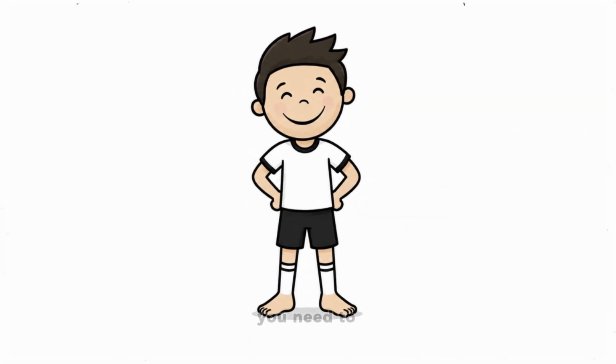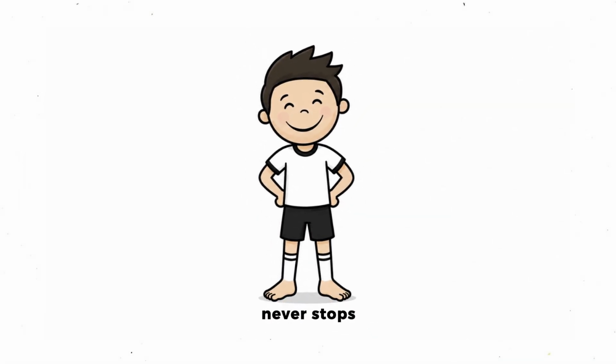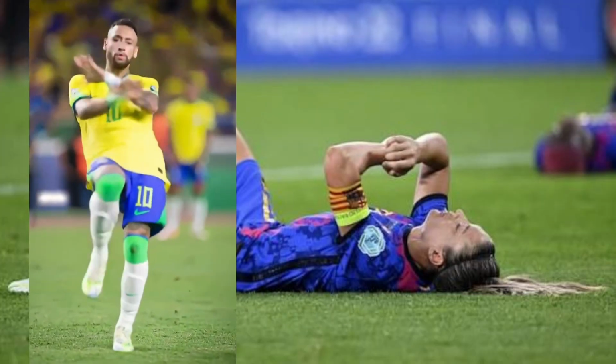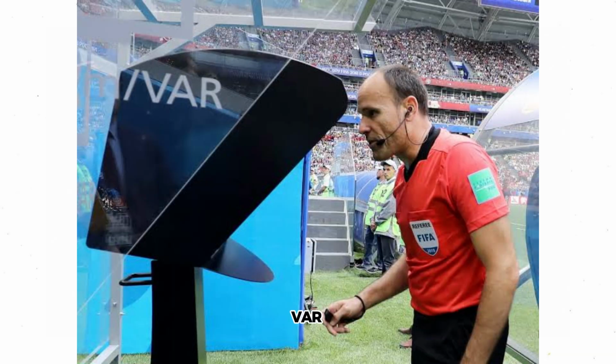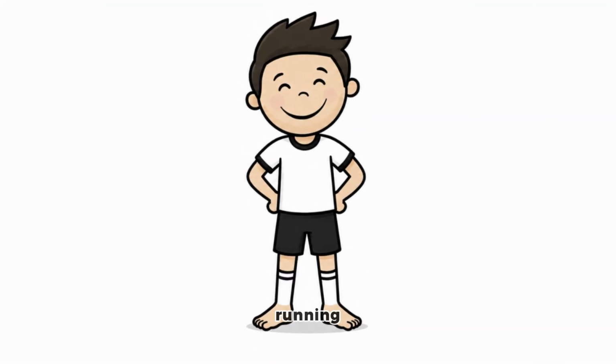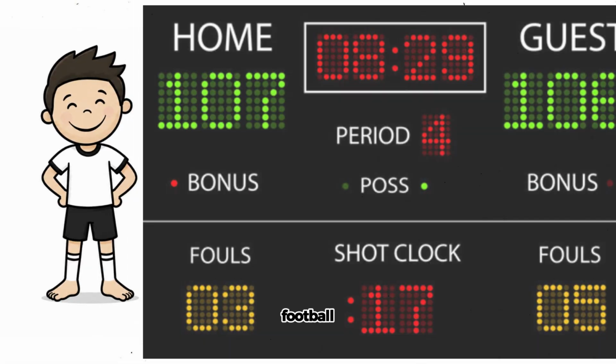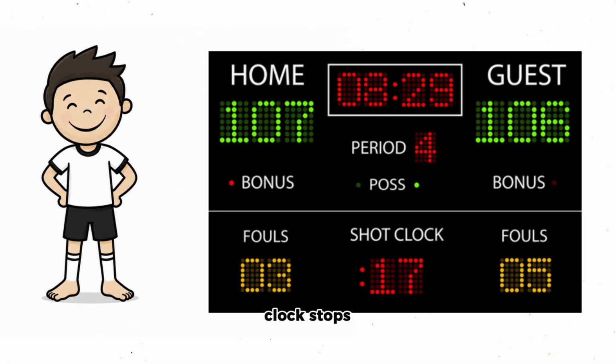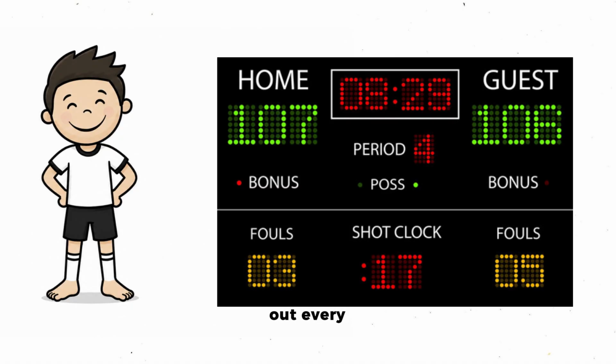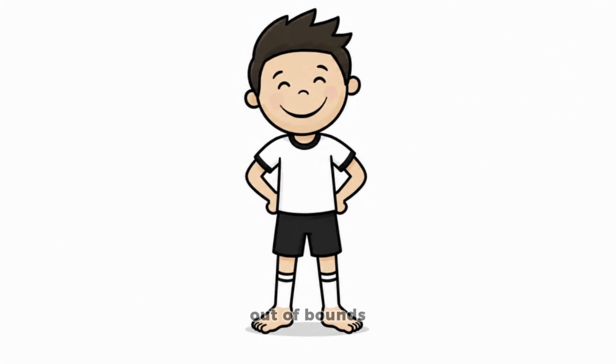Here's the first thing you need to understand. In soccer, the clock never stops, not for injuries, not for substitutions, not for a player rolling around on the ground, not for the referee checking VAR. The clock just keeps running all the way from 0 to 90 minutes. Now compare that to American football or basketball, where the clock stops constantly, every timeout, every foul, every play that goes out of bounds. Soccer is different.